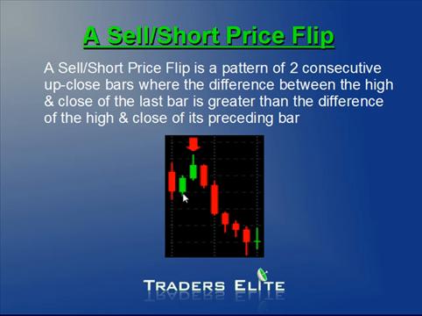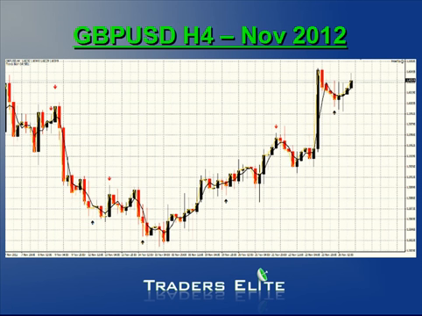You've got two consecutive upward moves where the close has been higher than the open, and the difference of the high and the close is greater than the difference between the high and the close of this bar, and significantly so. So these definitions are quite simplistic, and there's a lot more to this strategy, but that's the basic core elements of it. So let's have a look at an example.